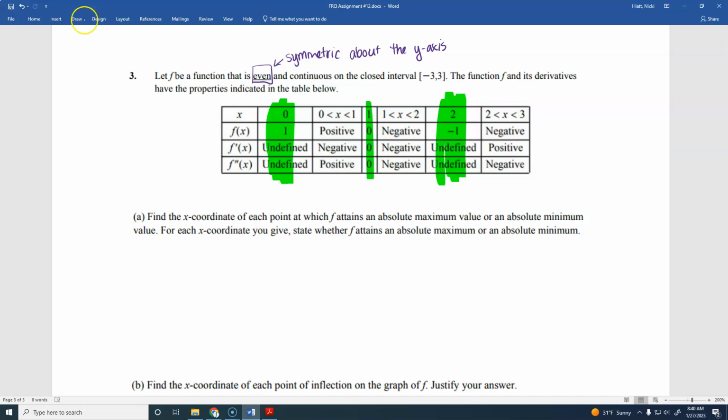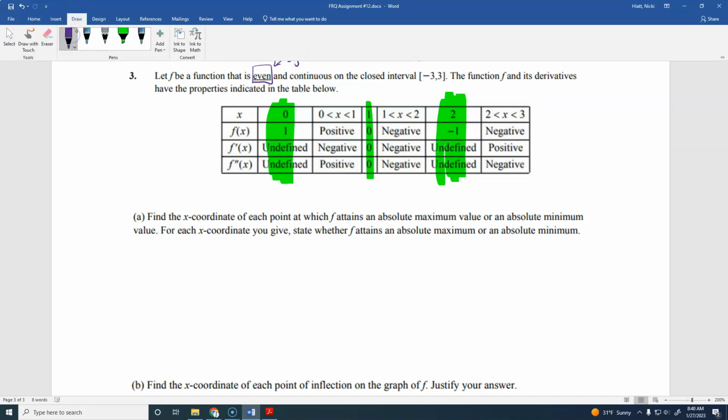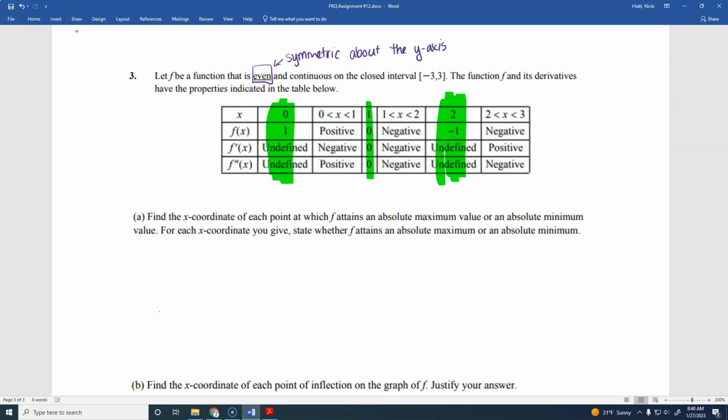So if we think about changing this into a sign line, let's go ahead and make it from 0, 1, 2, 3. Let's go ahead and make it -1, -2, -3 also, because whatever we see on one side is going to be flipped and mirrored on the other side.